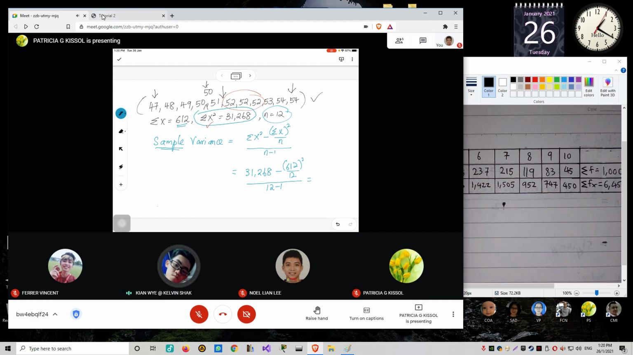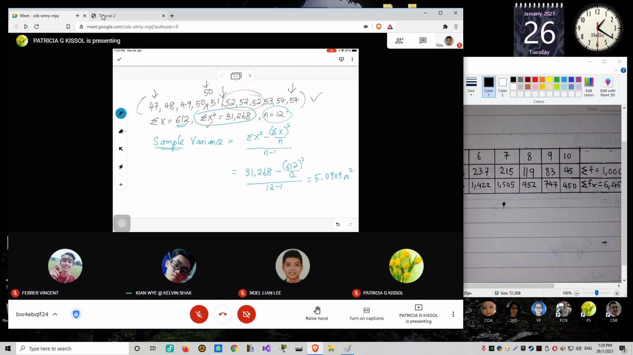Calvin? Oh, just a long way to do. I got 5.09. Yeah, correct. But to be more accurate, I got 5.0909 meters squared. Why do we have the meter squared here? Okay, because this is a variance.